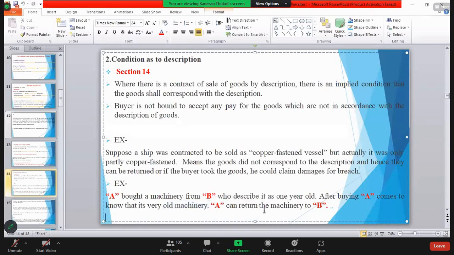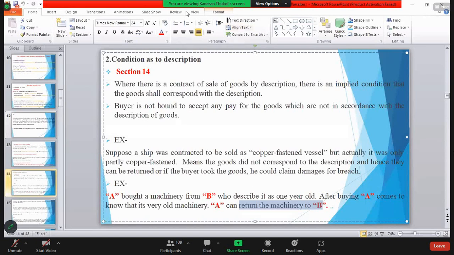A can return the machine. What is the reason? Why did he enter into the agreement with B? B told him it was a 1 year old machine, so he understood the description and agreed with it. Thereafter he bought it. When he started to use it, he understood that the machine is very old, so it does not correspond with the description. Because of this breach of description, A can return the machinery. Now you know that one of the implied conditions is condition as to description. It is a condition, so if it is breached, you can repudiate the contract as well as claim damages. So here A can return the machinery.